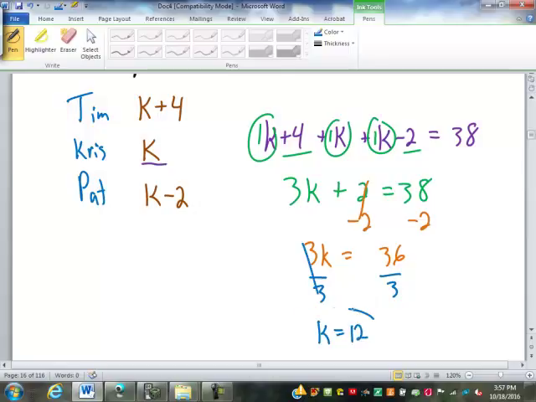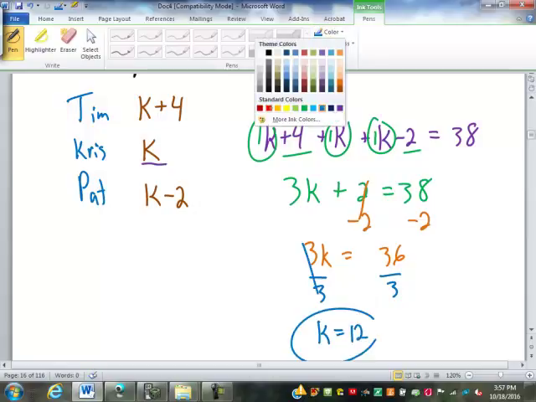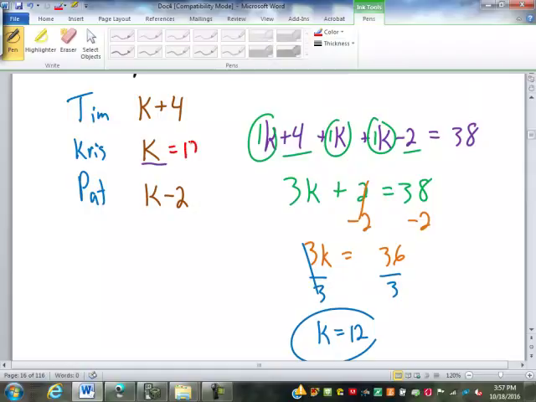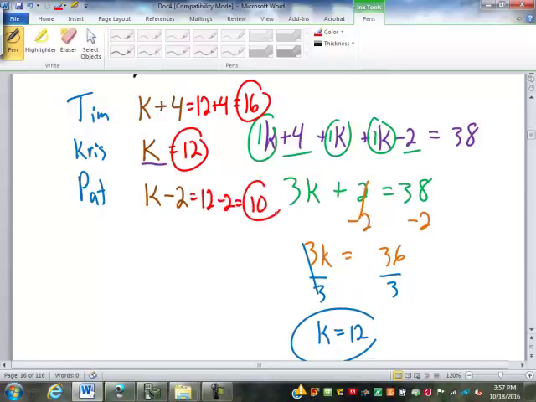K equals 12. Now we still have to go back and make sure we answer our questions. K is 12, so Chris is 12. Tim is 12 plus 4, K plus 4. 12 plus 4 is 16. And Pat is K minus 2, so 12 minus 2 is 10. If I double check, do those add up to 38 if I add them back up? Yes, they do. Good. Well, that one was fairly simple.